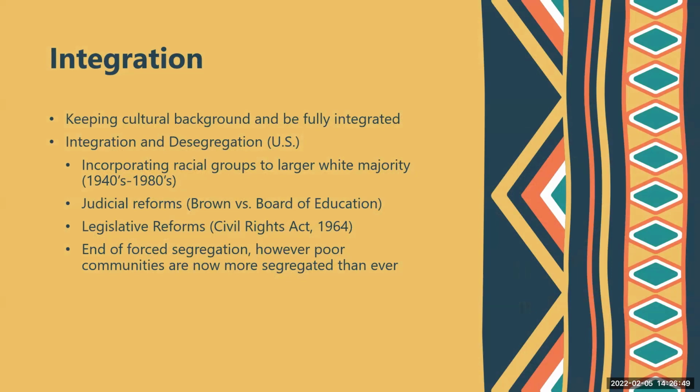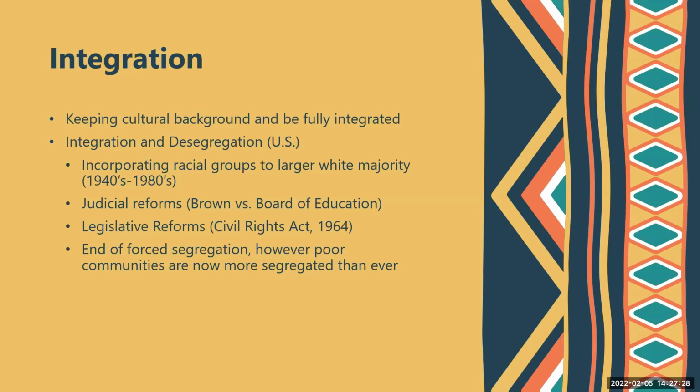On the other hand, you have the idea of integration. Integration suggests that in order to fully function and be adapted and integrated to a new culture, one can keep their cultural background. One can continue to keep their language, customs, and rituals. Now, when we're talking about integration specifically in the United States, it comes together with the idea of desegregation. And desegregation happened between the 1940s and 1980s, where it was mostly focused on incorporating racial groups into larger white majorities.